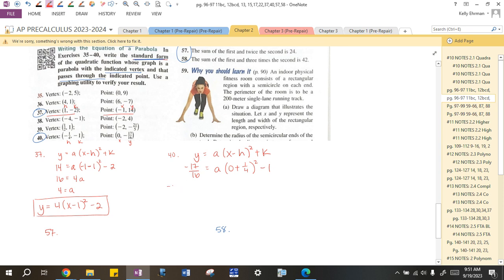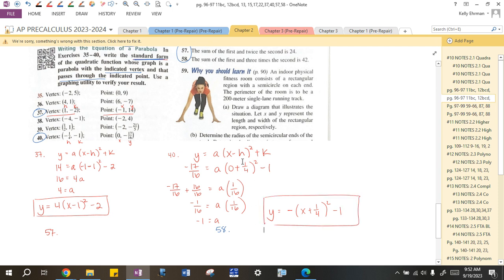Add 1 to the other side. Adding 1 is like adding 16 over 16 since I have fractions. 1/4 squared is 1/16. Over here we've got negative 1/16 equals a times 1/16. So a is negative 1. So the equation is y equals negative, parentheses, x plus 1/4 squared minus 1.